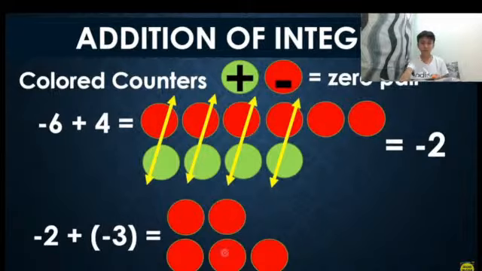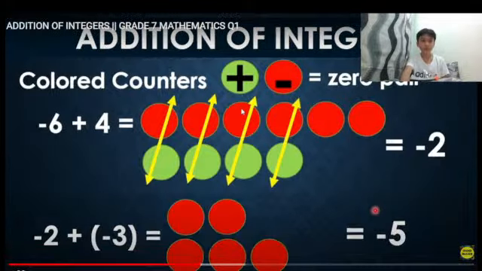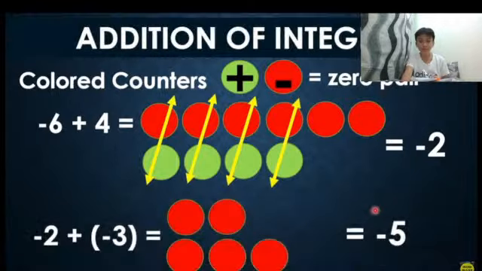1, 2, 3, 4, 5. So, 5 siya, kulay red. That is negative. So, negative 5. Okay. So, this is one way of adding integers. Meron kang options kung paano mo gustong isolve. Pero, syempre, hindi to applicable kapag yung integers mo ay malalaki na.